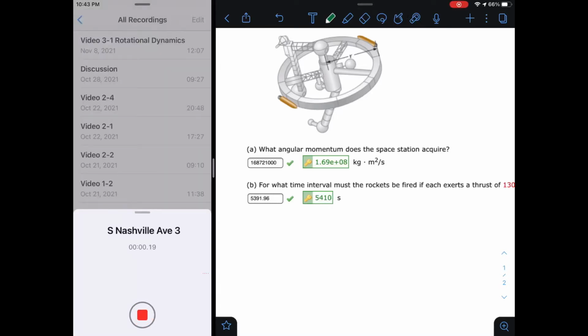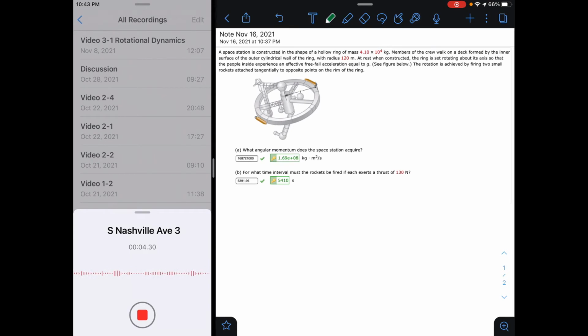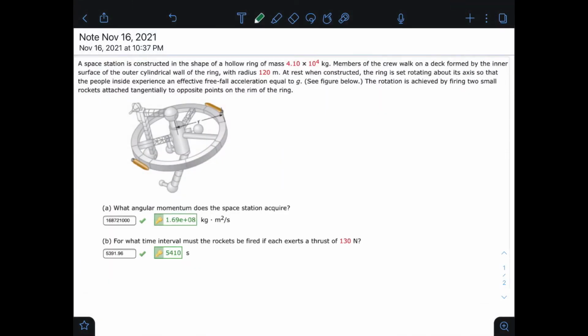Okay, this is Web of Science 6F, problem number 17, video 3-3. A space station is constructed in the shape of a hollow ring of mass 4.1 times 10 to the 4th kilograms. Members of the crew walk on a deck formed by the inner surface of the outer cylindrical wall of the ring with radius 100 meters.